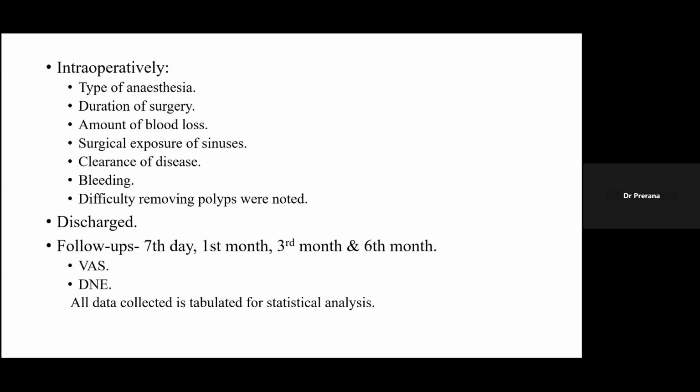The patients were treated post-operatively for around 3 to 5 days in the hospital. They were discharged and asked to follow up on the 7th day post-op, 1st month, 3rd month, and 6th month. During these follow-up periods, we assessed the visual analog score for symptomatology, and also did a follow-up diagnostic nasal endoscopy to assess the status of the nasal mucosa and paranasal sinuses.